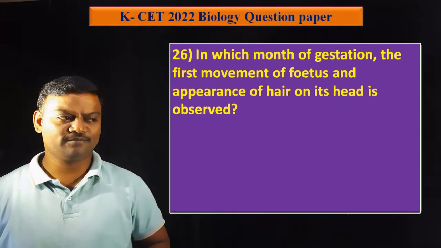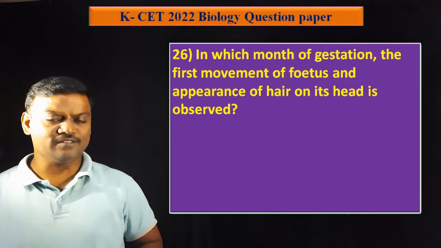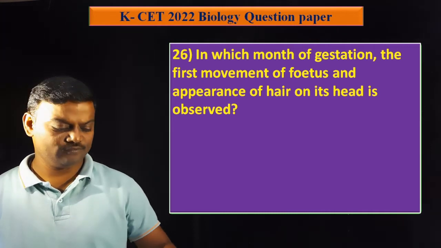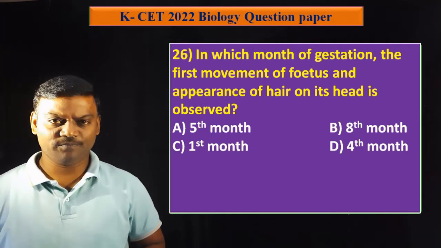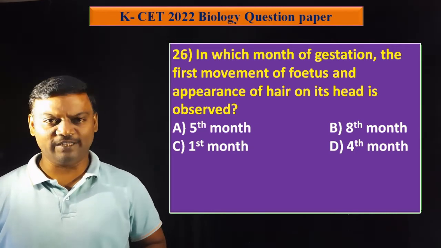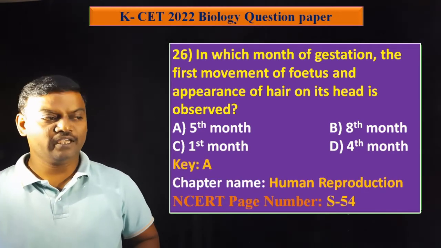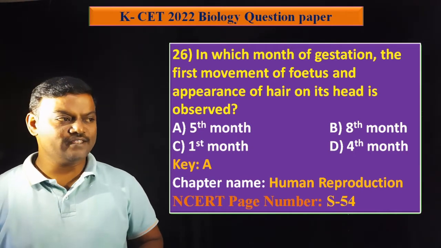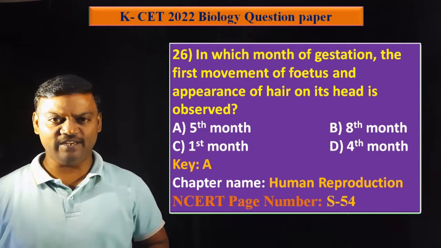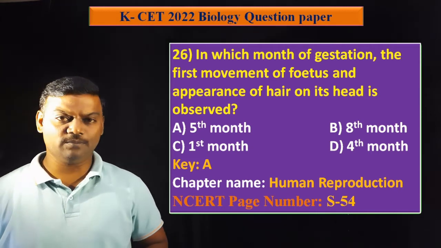Question number 26. In which month of gestation are the first movements of the fetus and the appearance of hair on its head observed? Option A, 5th month. Option B, 8th month. Option C, 1st month. Option D, 4th month. The correct answer is option A. In the 5th month of pregnancy there is movement of the fetus and hair appears on the head. It is a question from Human Reproduction, NCERT, page number 54.